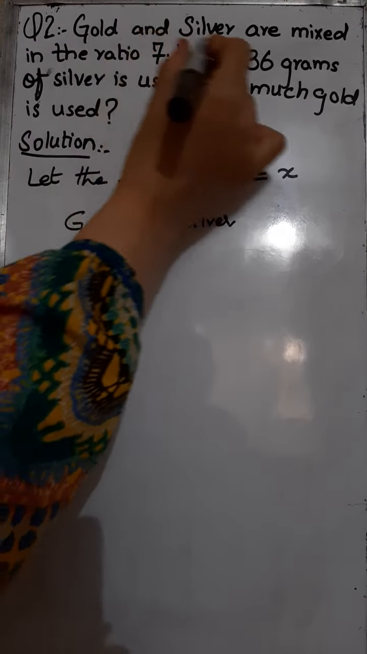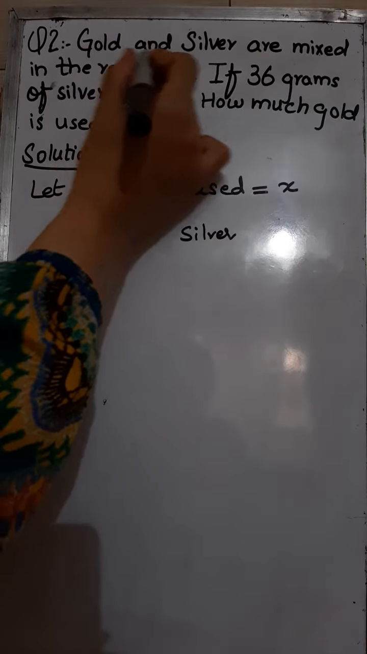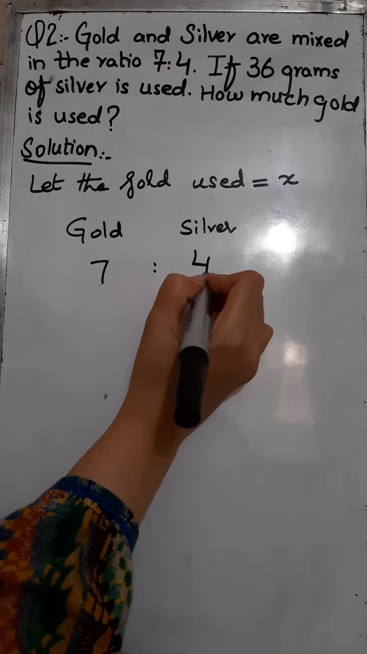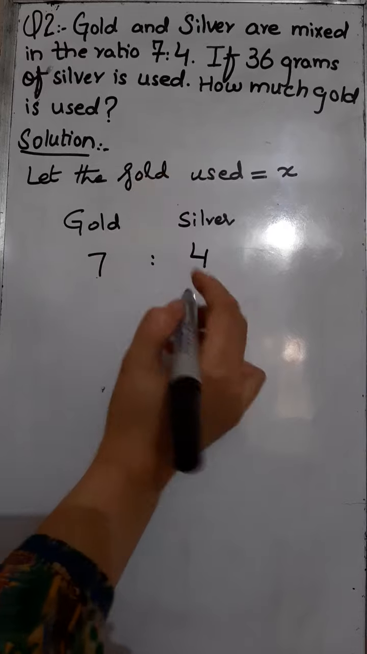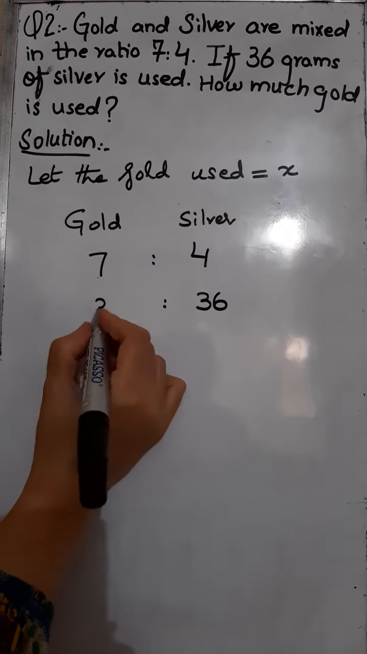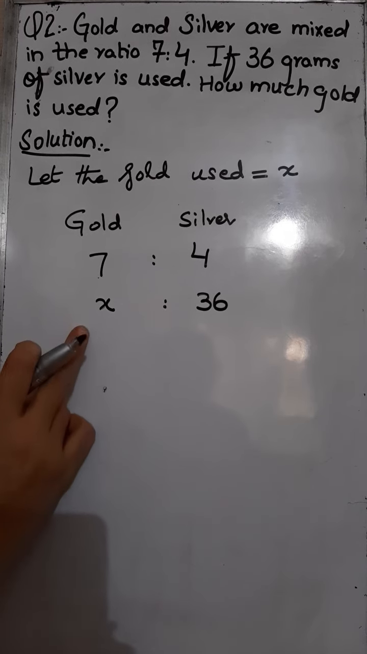Now the first condition, read the first condition again. Gold and silver are mixed in the ratio 7:4. Now in the second case, if 36 grams of silver, so the gold used is x. So we'll write down these two ratios in this form.